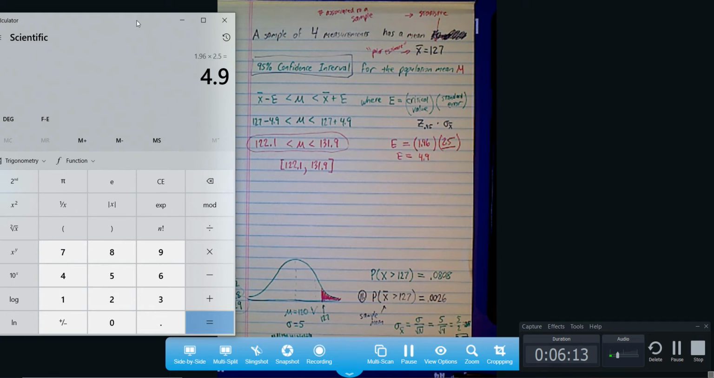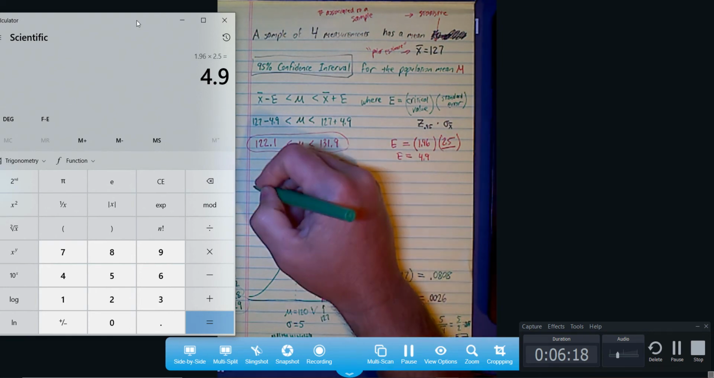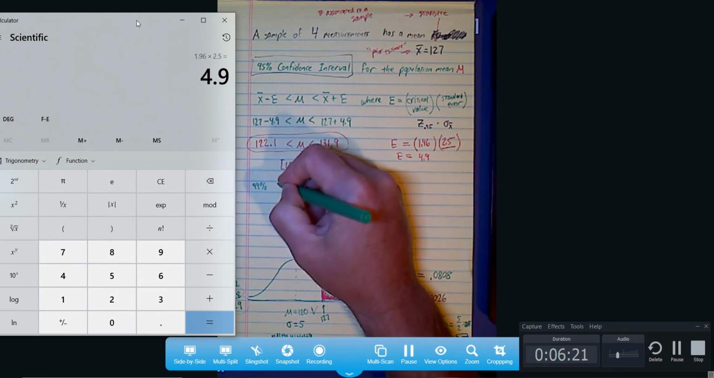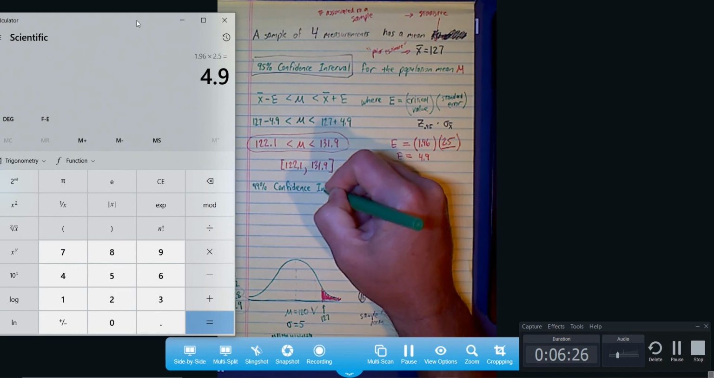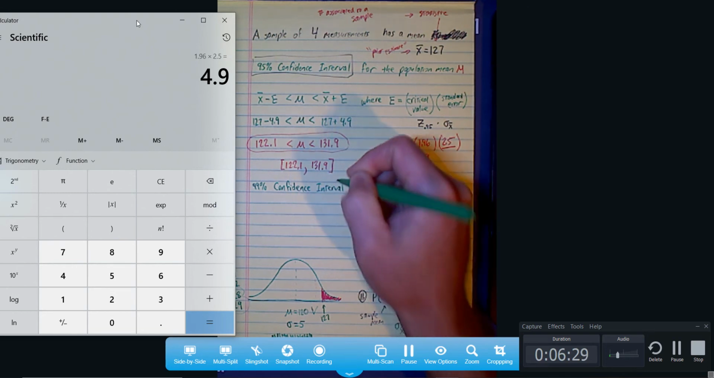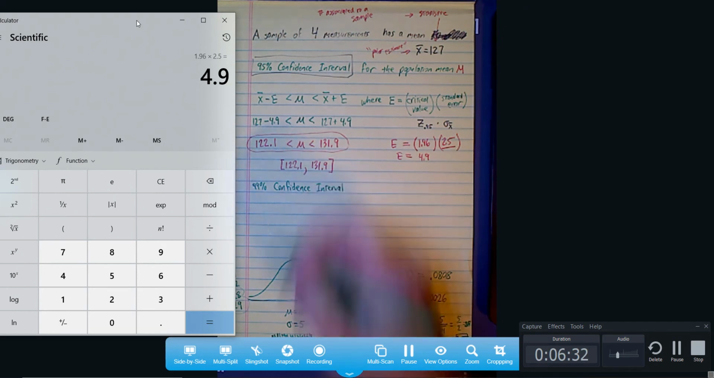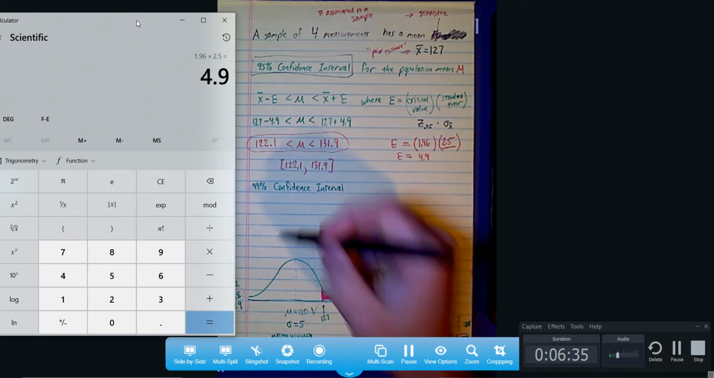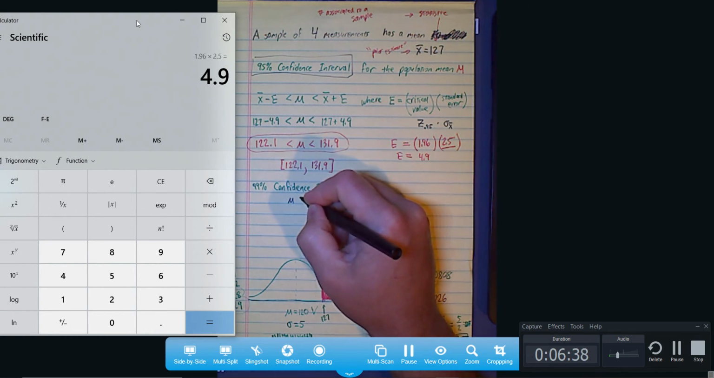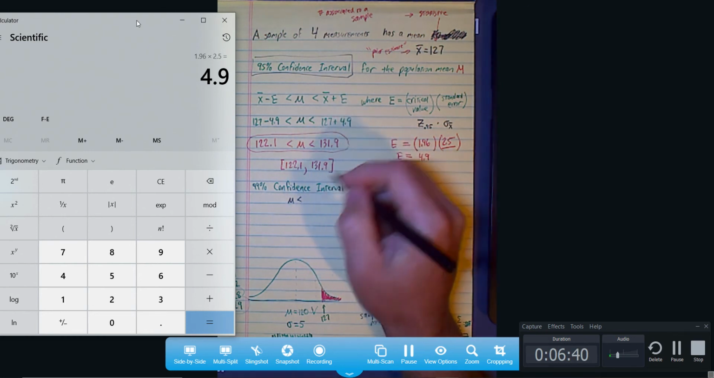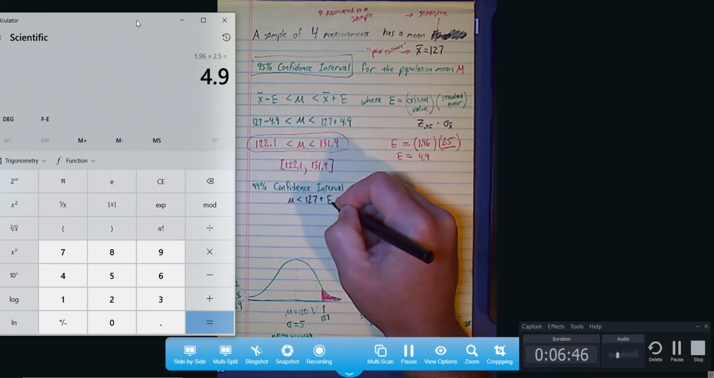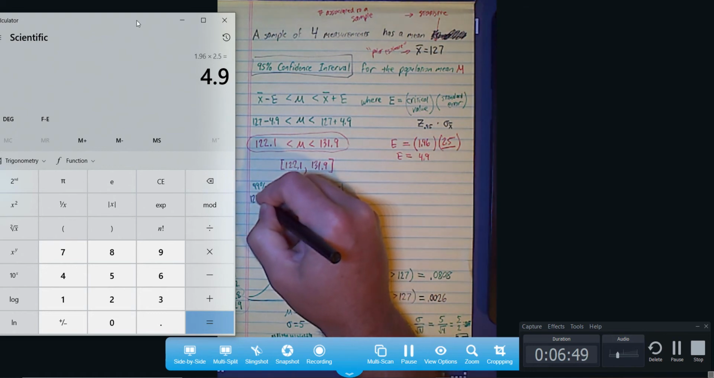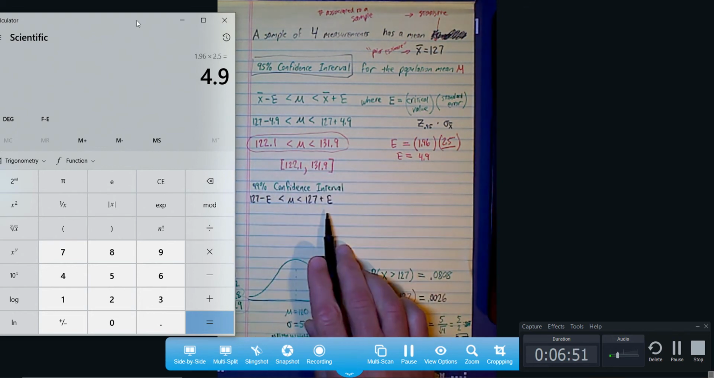Well, what if you want to be more confident? What if you really want to be sure that you capture the mean? Well, you could do a 99% confidence interval. And actually, this is a good exercise for you. See if you can understand what's going to happen. Well, maybe I'll do this in black. Mu, again, is between x bar plus e and x bar minus e. X bar we said was 127. What's going to change is going to be e.